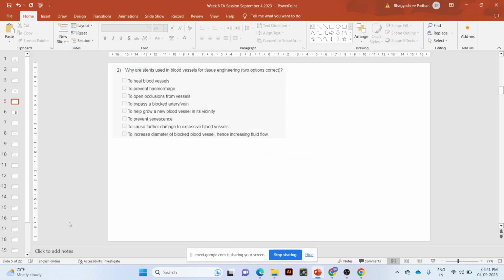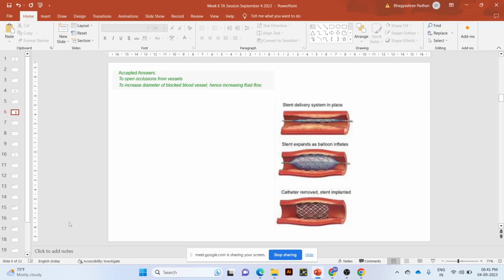The next question, why are stents used in blood vessels for tissue engineering? You have to select two options. So the correct options here will be to open occlusions from vessels and to increase diameter of the blocked vessel, hence increasing fluid flow. So basically all the cholesterol or all the depositions lead to smaller diameter of the vessels, and it leads to more blockage. So to remove this blockage and to increase the diameter, stents are used.